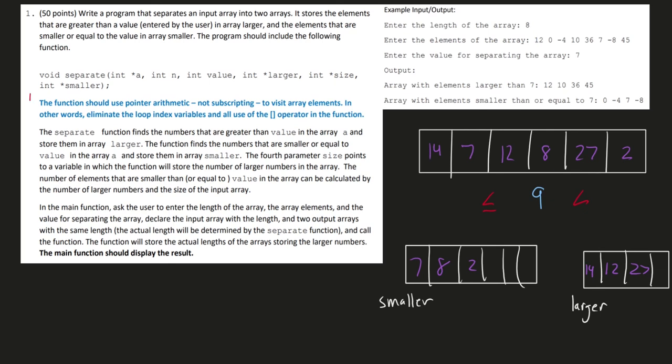And apparently we have to use pointer arithmetic, not subscripting, to visit array elements. So something like this is not allowed. We'll have to access the elements of the array using pointers. And we'll do that later. Alright, so reading here, the separate function finds the numbers that are greater than that value in array A. Okay, so that tells me that this thing right here is our input array.